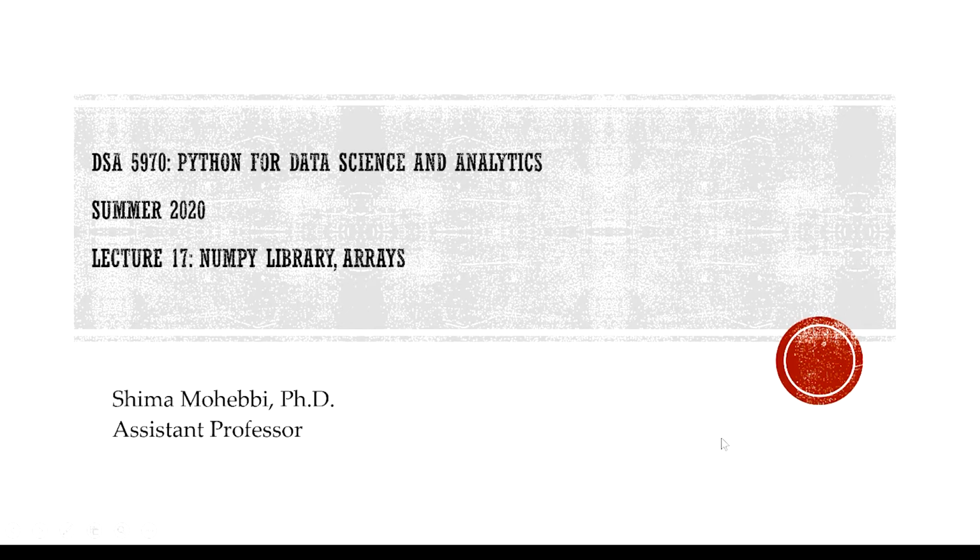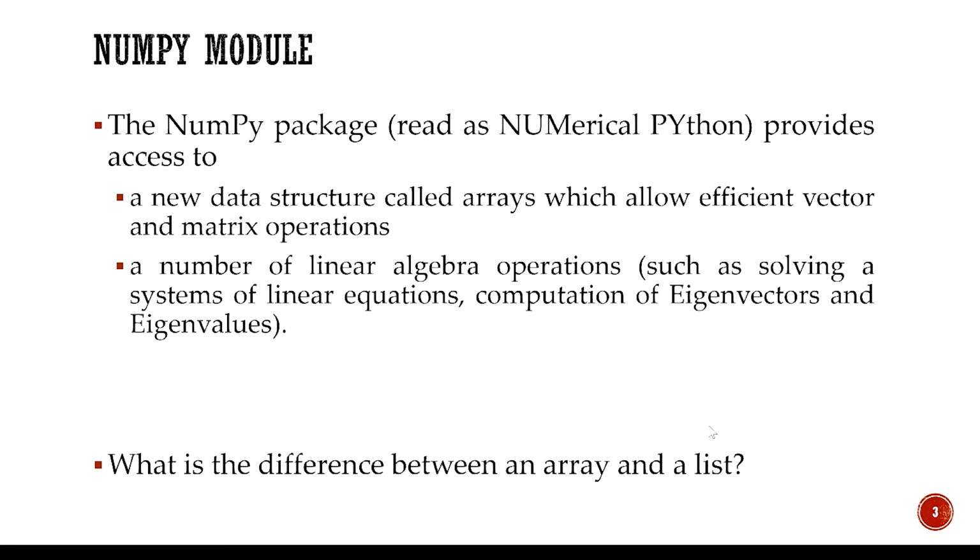In this lecture, I'll be talking about a new library in Python named Numerical Python, which gives us access to another data structure, arrays. This is related to chapter 4 of our second textbook. NumPy, read as Numerical Python, provides access to a new data structure called arrays, which allow efficient vector and matrix operations. It also provides access to a number of linear algebra operations, such as solving a system of linear equations and computation of eigenvectors and eigenvalues.